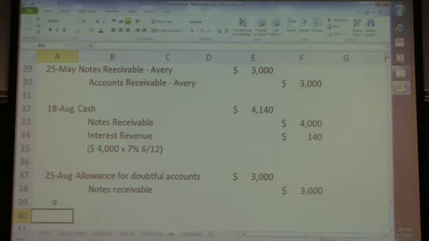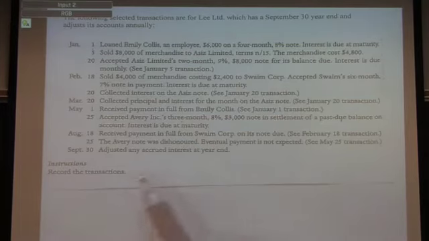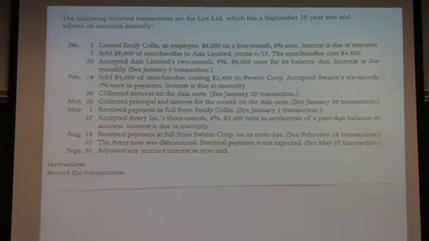And the very last transaction, they have asked you to adjust any accrued interest at year end. Since all of the notes receivable and receivables have been collected, there's no accrued interest that's actually remaining. So that's why there's no entry that's being required. Again, this concludes the discussion for this exercise, and thank you.